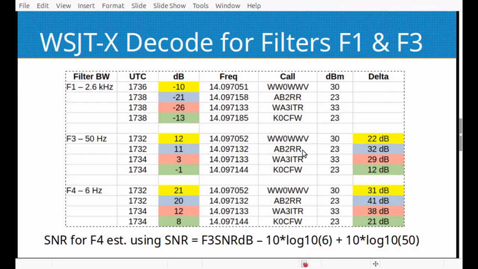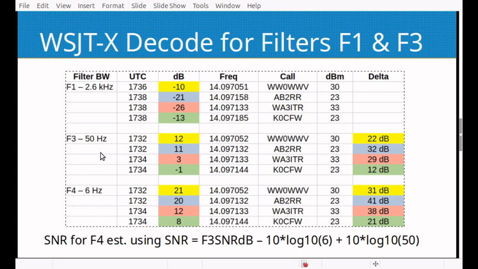The same is true of the other stations I recorded. On this one, we have a 32 dB difference. At the 50 hertz filter, I measured 11 dB, and with the 2.6 kilohertz filter, I measured minus 21. So there's a 30 dB difference. On this one, K0CFW, I only get a 12 dB difference.